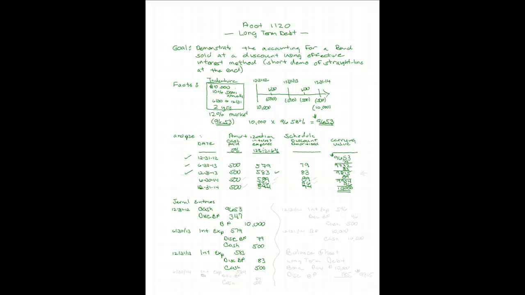How about you put this on pause and make the remaining 3 entries using the amortization schedule and paying off the bond at the end. Then come back and see how you did.